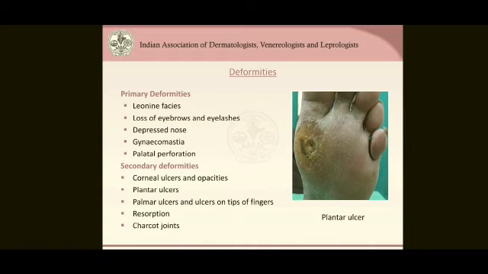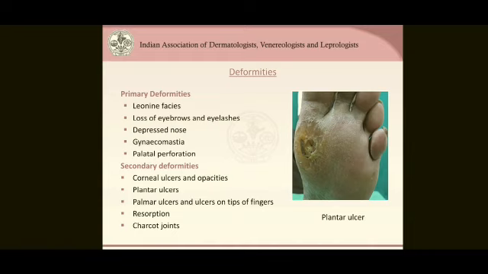So coming to the deformities. What are the primary deformities? Leonine facies, which I have already mentioned earlier, that is increased skin markings on the forehead due to the infiltration, and there is infiltration of the earlobes along with madarosis, that is the lateral 1/3 of the eyebrows will be lost. That gives the look of a lion in these patients. Loss of eyebrows and eyelashes, depressed nose along with loss of incisors is called facies leprosa.